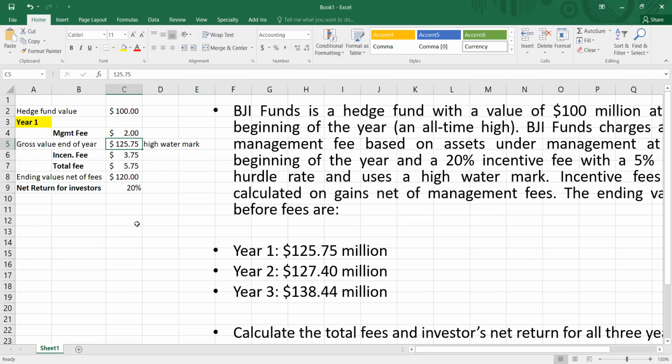Does it mean that in the next year, the beginning value of the hedge fund will be 125.75? Next year it should be this, as here. This is the gross value. Yes, we're talking about the gross value. And does it mean that on the hedge fund value there will be written 125.75 or not? No.